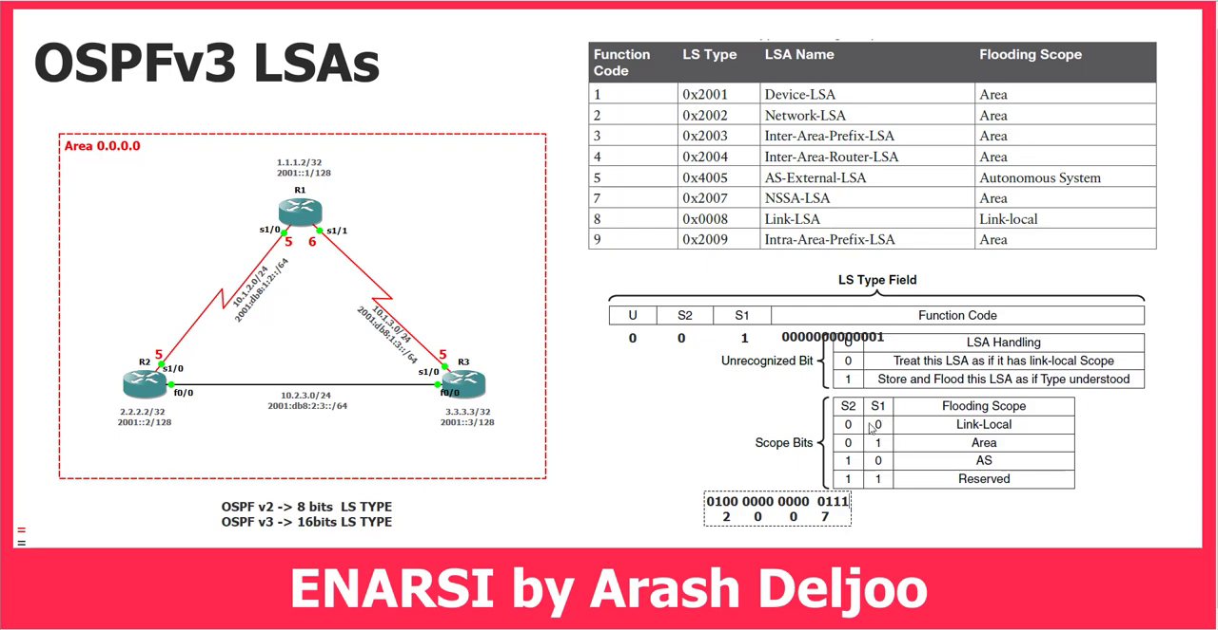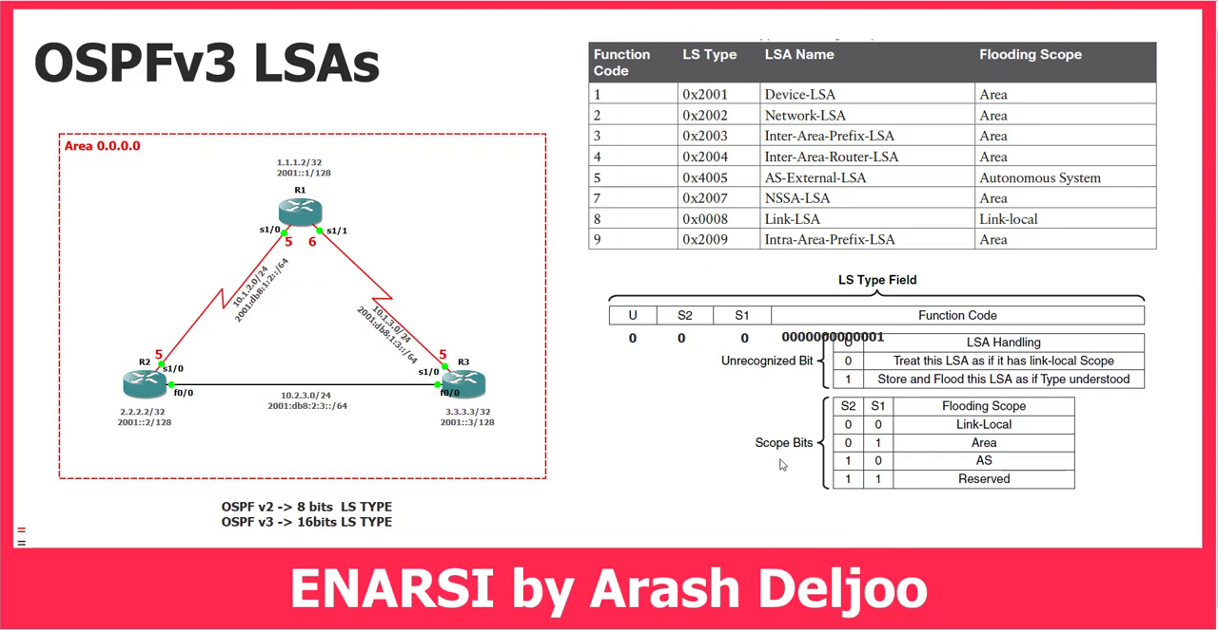In link LSA, because this is link local, we should use here 0, 0. Okay, 0, S1 is 0. And then because of that, the result is 0. And here we have 8. So easy. And for LSA type 9, again, this is 2 and 2009.